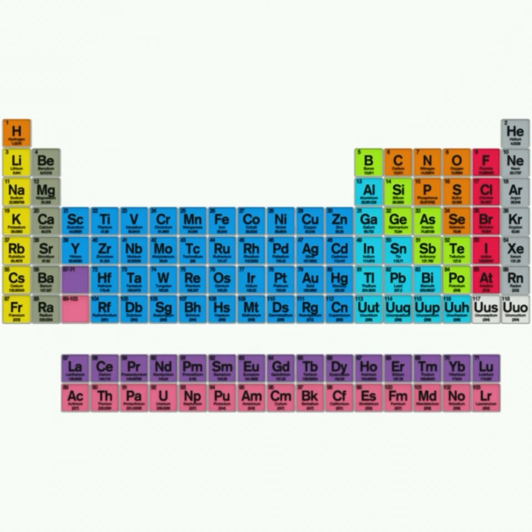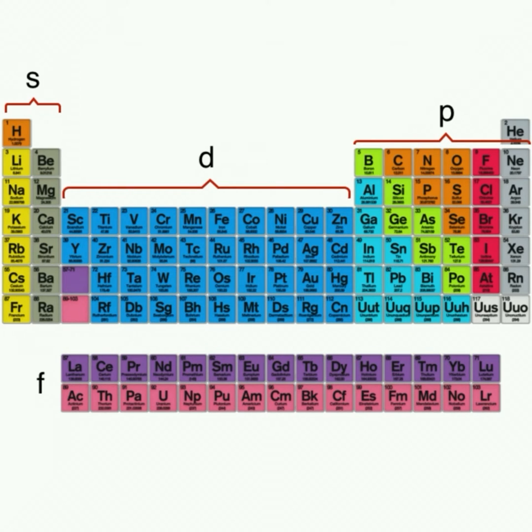A quick way to determine the electron configuration of a species is by reading the periodic table. The periodic table can be broken down into S, P, D, and F blocks. Note that the helium atom is part of the S block. To determine the electron configuration of any atom on the periodic table, you can just read through the periodic table from left to right and top to bottom.